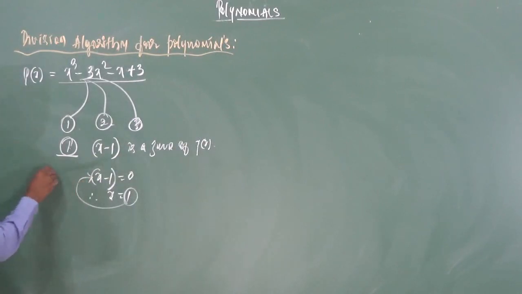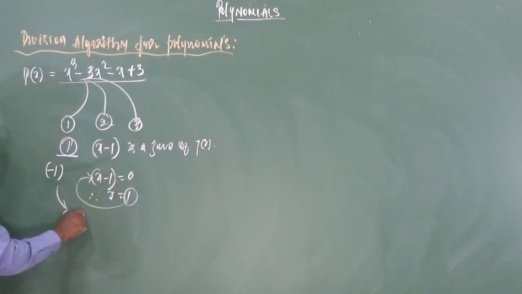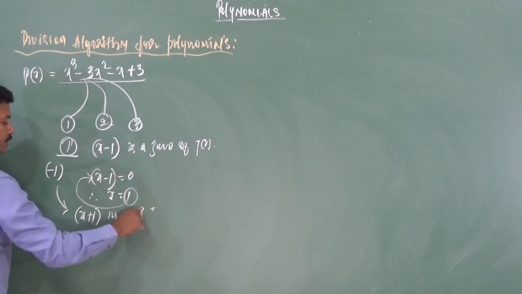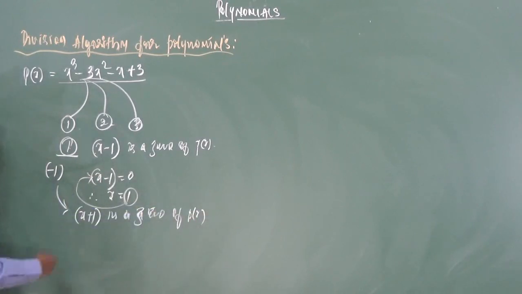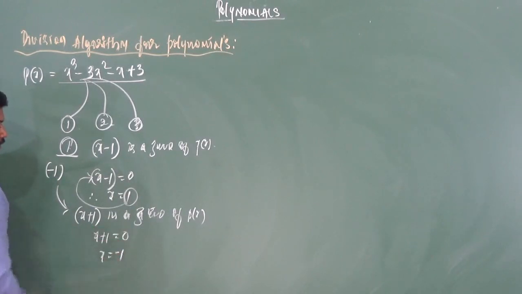If I tell you minus 1 is the zero of this polynomial, then you have to take it as x plus 1 is a zero of p of x, because if you equate x plus 1 equal to 0, x becomes equal to minus 1. So this is how it goes.